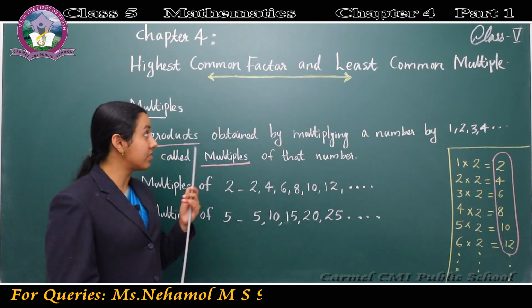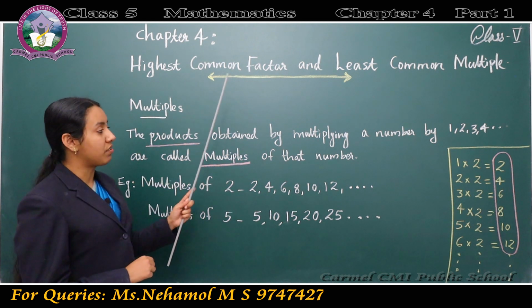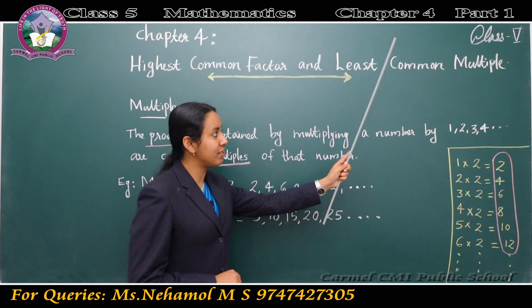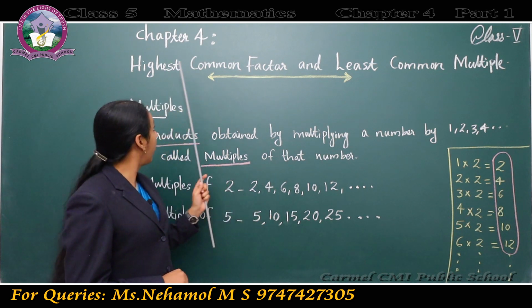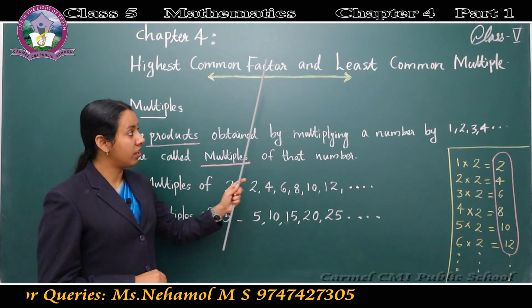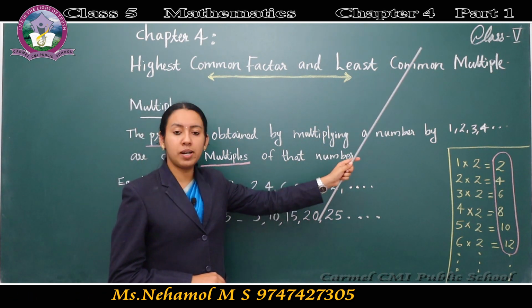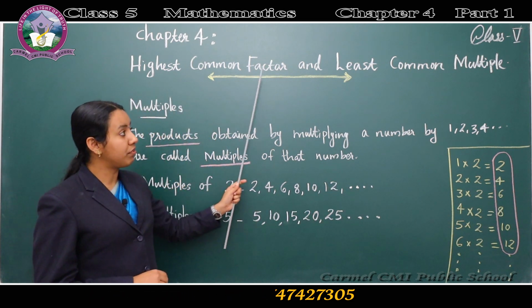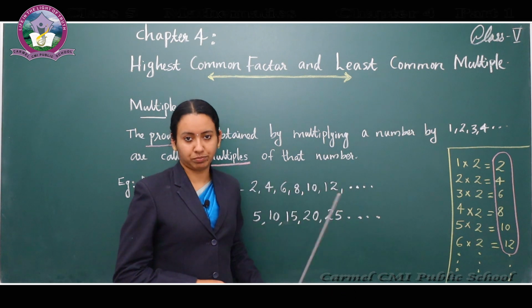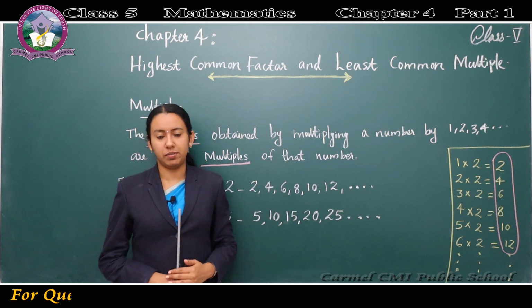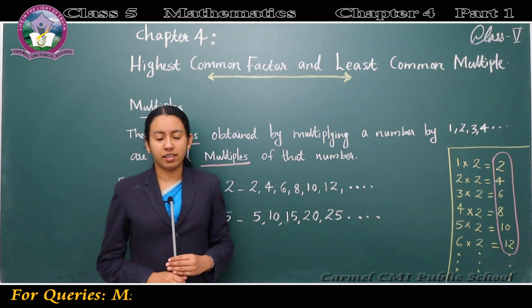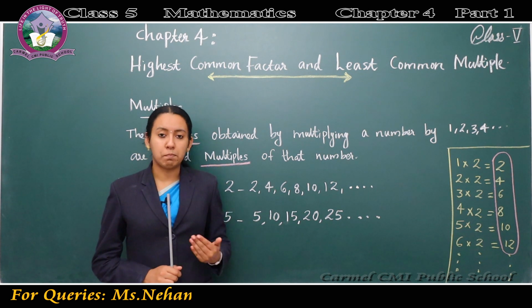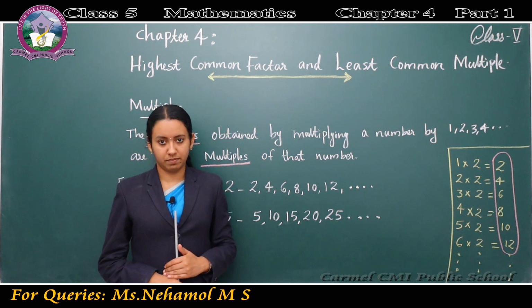The name of the chapter is Highest Common Factor and Least Common Multiple. In other words, we can say HCF and LCM. Before going to the chapter, we have to revise what is the difference between multiples and factors.